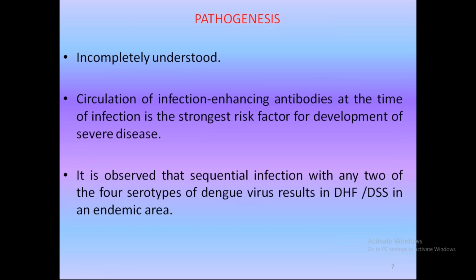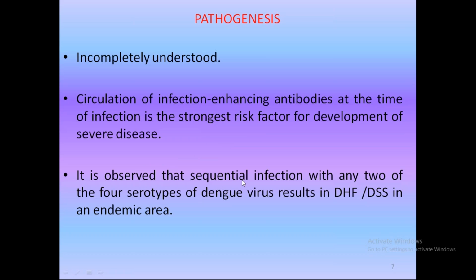Coming to the pathogenesis, there are so many complications, but the pathogenesis is not yet completely understood. The proposed hypothesis is that it is mainly due to circulation of infection-enhancing antibodies at the time of infection, which is the strongest risk factor for the development of severe disease. That means secondary infection: the child or person already had infection with one serotype, so there are antibodies called infection-enhancing antibodies. The second time, if the person gets the same serotype, these antibodies will protect. But with another serotype, they act like infection-enhancing antibodies, so complications will be more.